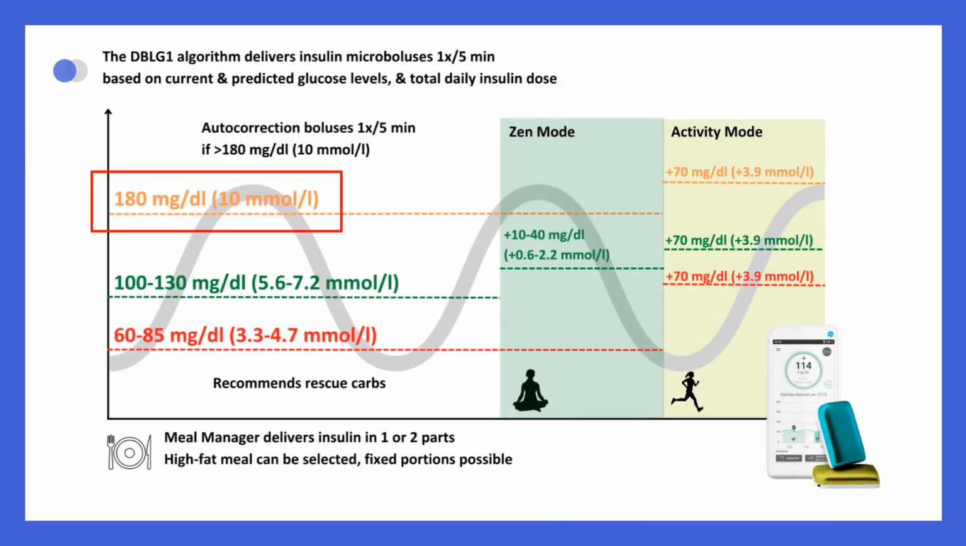The hyperglycemia threshold is fixed at 180 milligrams per deciliter or 10 millimoles per liter. In the DBLG1 handset, you are able to change the hyperglycemia threshold, but this does not impact the algorithm. It will only affect when the glucose value on your DBLG1 handset is displayed in orange.